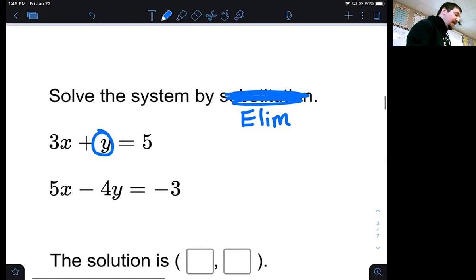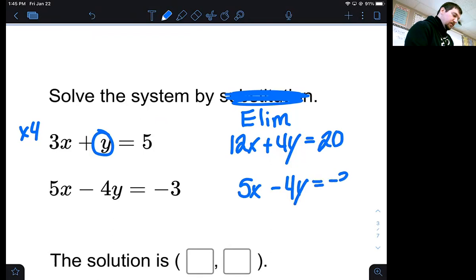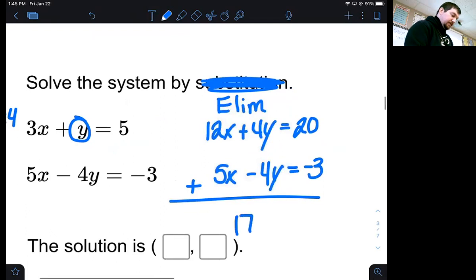If you times this by 4, you'd get 12x plus 4y equals 20. Don't forget you have to multiply the 5 by 4 on the other side. And then the bottom equation remains unchanged. You wouldn't have to change it at all. And you could add and eliminate your y variables. You get 17x equals 17.